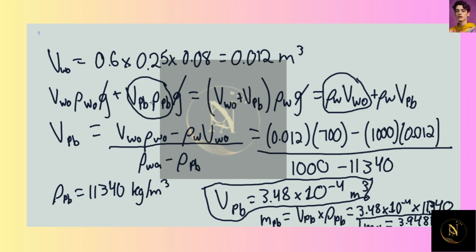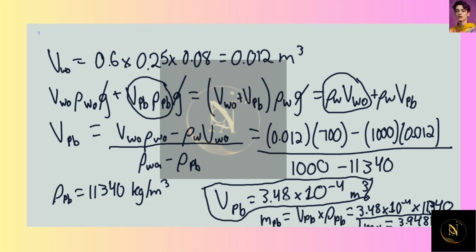So we had to recognize that the weight of the wood and the weight of the lead need to be equal to the buoyancy force of the water. We need to account for both the volumes of the wood and the lead when calculating the volume displacement of the water, and then you simply solve for the volume of lead, given that we know the density of lead is 11,340 kilograms per meter cubed.